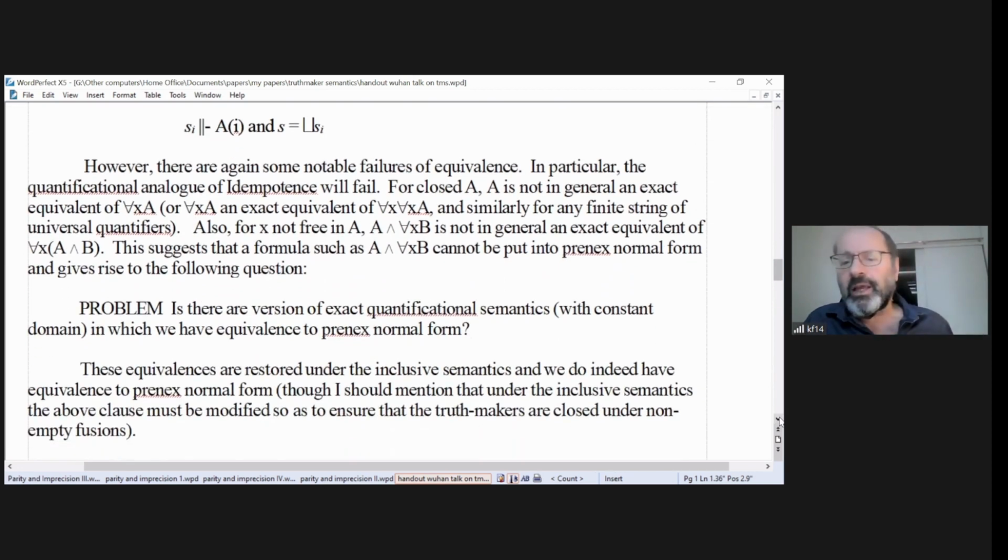Now, if we go to the inclusive semantics, remember the inclusive semantics is one in which we include non-empty fusions of truth makers as truth makers. Then we don't have these problems anymore. A, for example, will be equivalent to for all x A, because the only reason they were different is that for all x A included some fusions of truth makers. But in A, we already have those fusions of truth makers. So we no longer have the problem. We have a reduction to Prenex normal form. So the inclusive semantics is much nicer than the non-inclusive semantics in this respect.